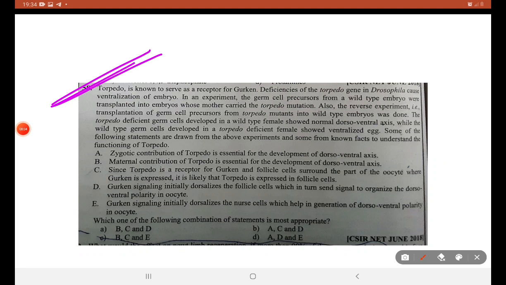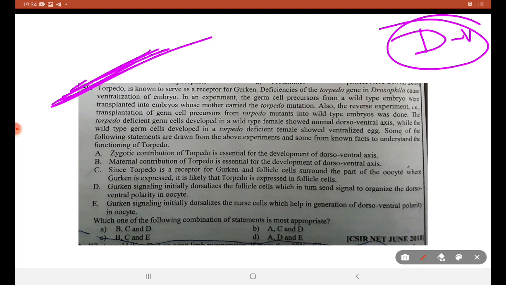Now again, gherkin and torpedo concept of dorsoventral axis formation in Drosophila. Zygotic contribution of torpedo is essential for the development of dorsal ventral axis. Zygotic contribution is very essential. Maternal contribution of torpedo is essential for the development of dorsal ventral.